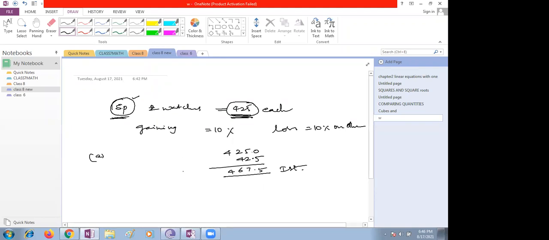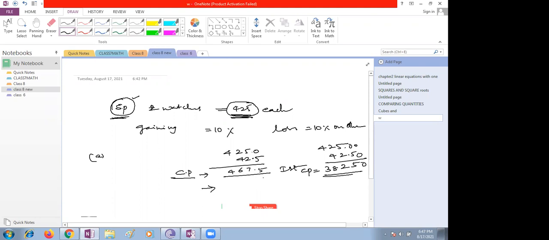Ma'am, 90% is 425, one watch's cost price is that, and then 110% for the other. If you subtract from 425 the 42.50, this is of course 0.550. 3 minus 2 means 2. 42 minus 4 means 38. This is the cost prices of different watches. Of course, there is 10% loss, 10% gain. This is the cost price.